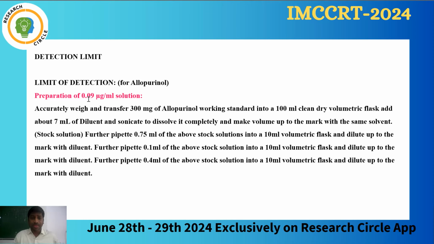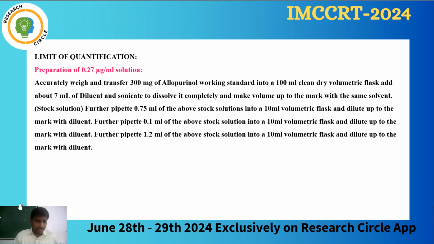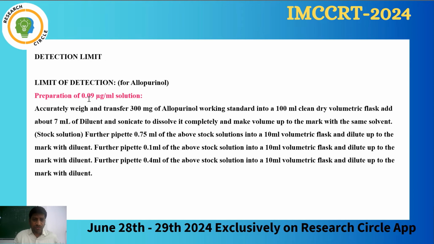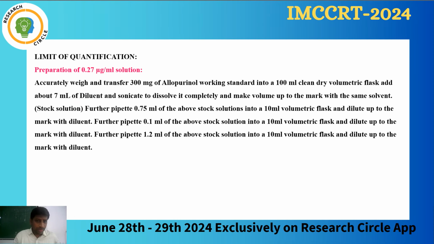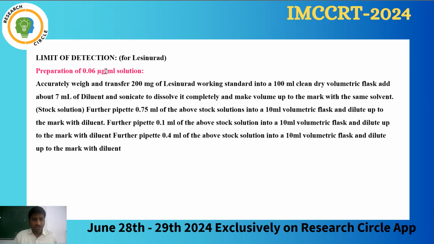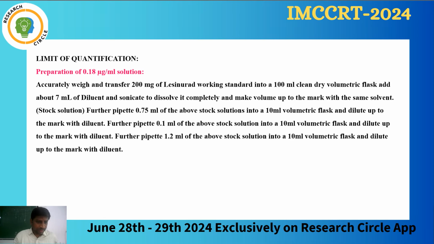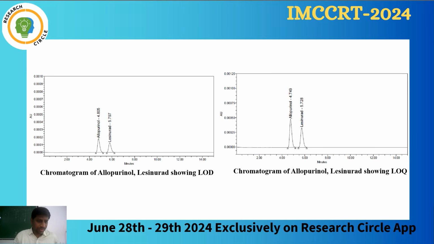So finally, as per this method, we have to prepare 0.09 microgram per ml solution of allopurinol for LOD, and 0.27 microgram per ml for LOQ studies. For Lesinurad, we have to prepare 0.06 for LOD, and LOQ is 0.18. Normally, LOQ is triple of LOD. So we have to inject the LOD sample and LOQ solutions.